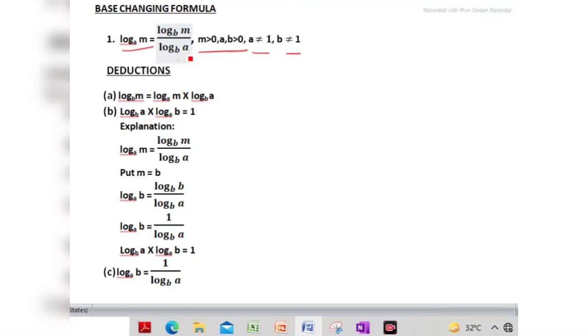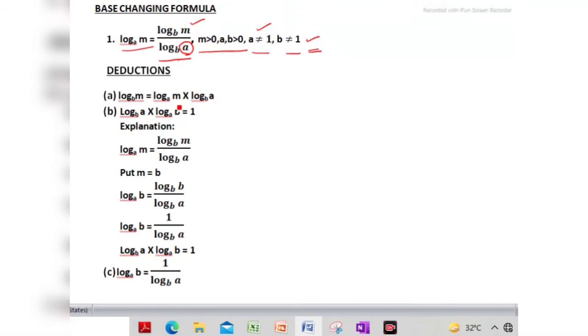Because we know that if this a becomes 1, then the value of the denominator will be 0, and when we get the value of the denominator as 0, then this fraction will be not defined. Therefore, the special condition given here is a and b should not be equal to 0. Hope this extra information is clear to you.